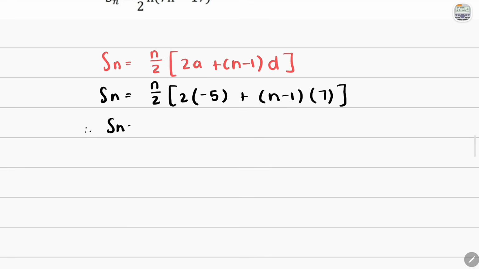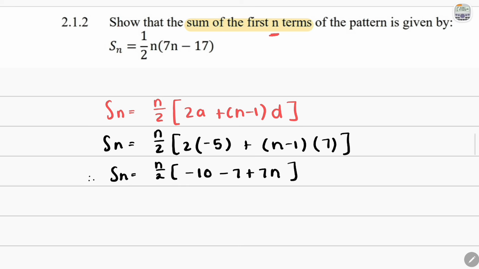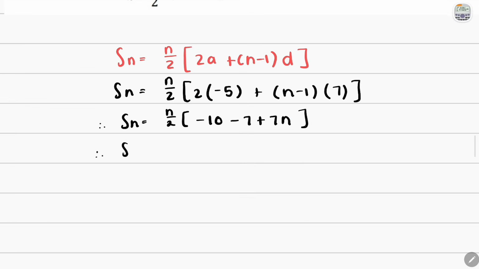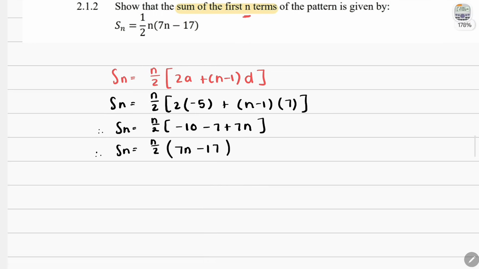So it means that Sn is equal to n over 2. And when we multiply these, they give us negative 10. And when we distribute here, let's just distribute with the negative 1 first. That's minus 7 and then positive 7n. Okay, and just rewrite it with the 7n being first. So therefore, Sn is equal to n over 2 multiplied by 7n, and negative 10 minus 7 is minus 17. And this is the answer.